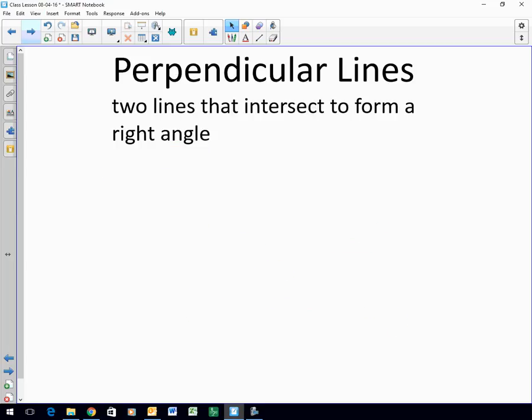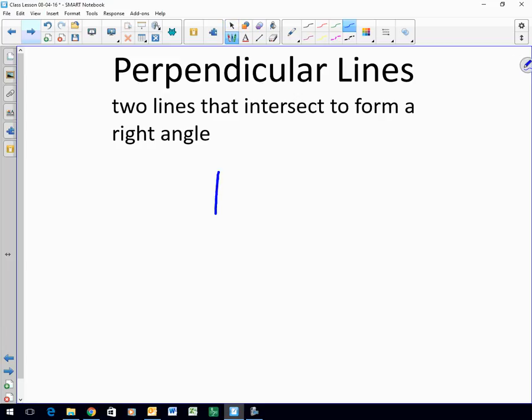Next, one of my favorites again. Perpendicular lines: two lines that intersect to form a right angle. Man, we didn't do angles today, so we don't quite know what that means, okay? But we'll do angles tomorrow. I'll talk about it a little bit more tomorrow.